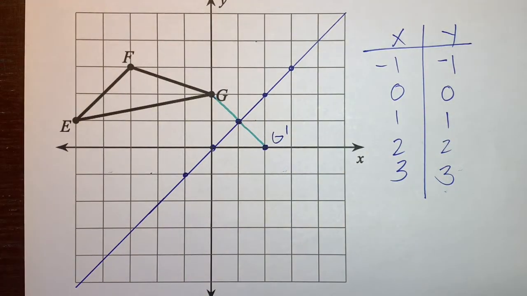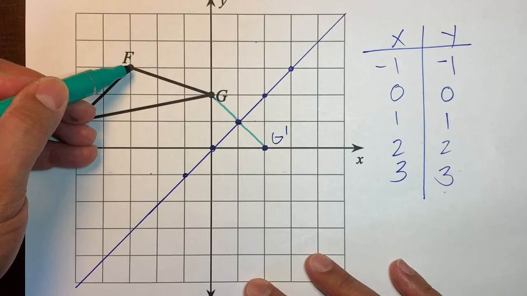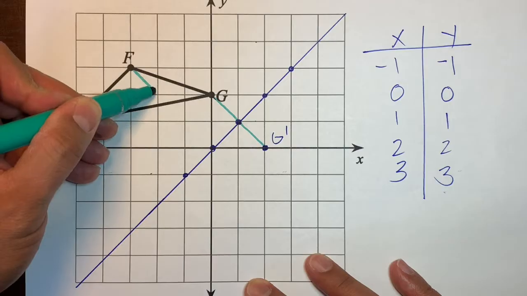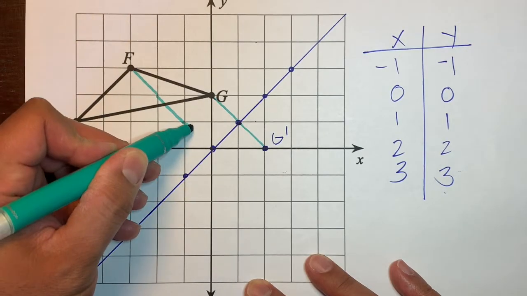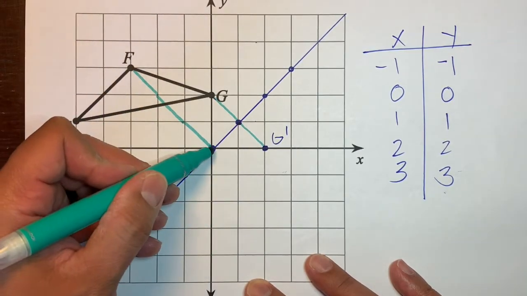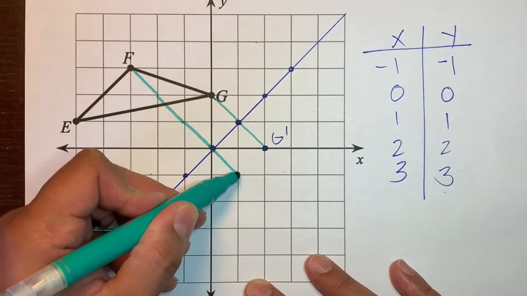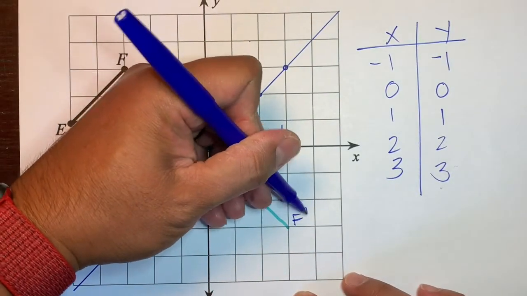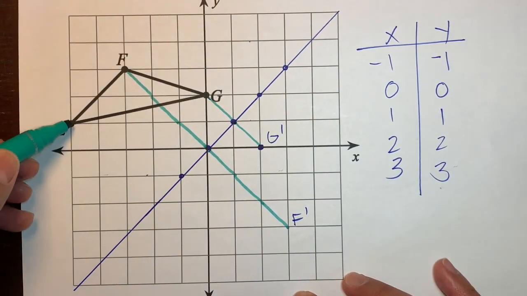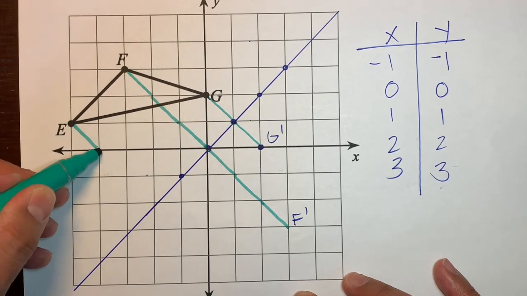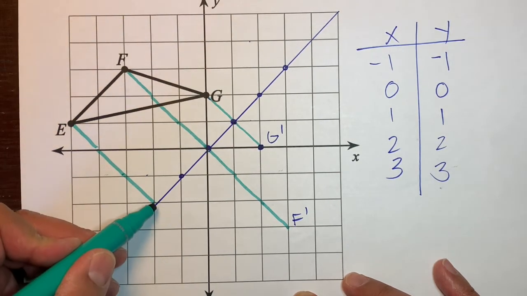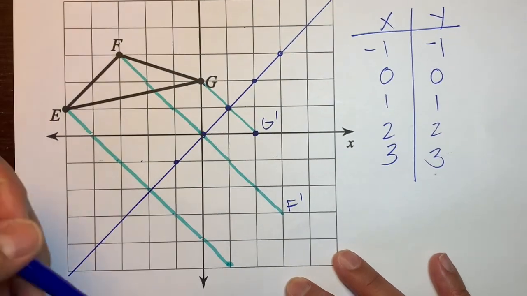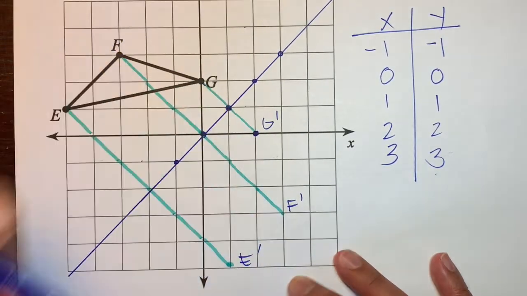We'll do the same thing with F to figure out where F prime is. So, diagonal: here's one diagonal, two diagonals, three diagonals, and then we'll go three diagonals this way. So 1, 2, and 3. So this is our F prime. And let's go E prime. So 1, 2, 3, and then we'll go 3 more. 1, 2, 3. And this is our E prime.